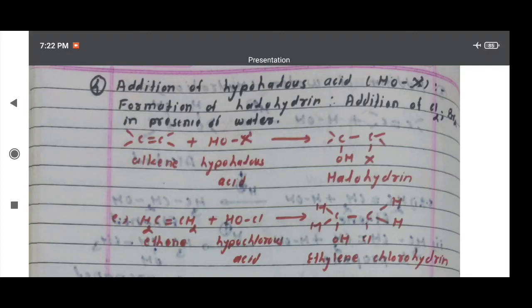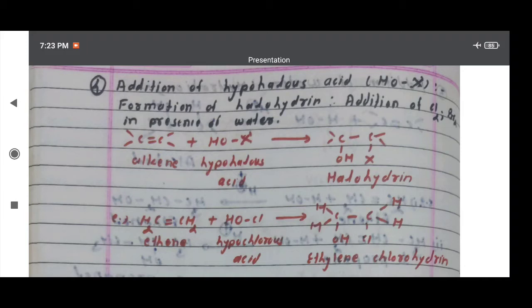Hello student, in the topic electrophilic addition to carbon-carbon double bond and carbon-carbon triple bond, we studied different reactions of alkenes. Then reaction number 4, addition of hypohalous acid. Hypohalous acid general formula HOX. Then in the addition of hypohalous acid, the product is the halohydrin.